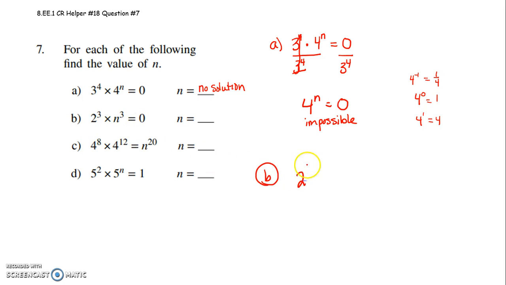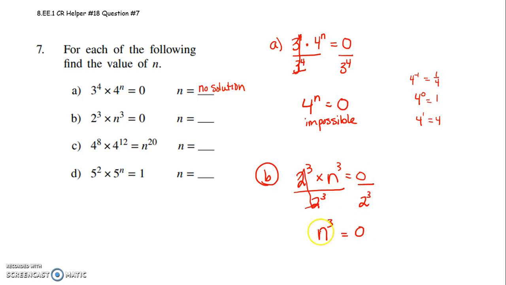Now we have 2 to the 3rd times n to the 3rd equals 0. My first thing is I'm going to go ahead and get rid of this 2 to the 3rd. How do I undo multiplication? I undo multiplication with division. I'm going to divide the left-hand side by 2 to the 3rd, so I divide the right-hand side by 2 to the 3rd. 2 to the 3rd divided by 2 to the 3rd is a fancy form of 1. 1 times n to the 3rd is still n to the 3rd, equals 0 divided by 2 to the 3rd, which is 8. 0 divided by 8 is still 0.